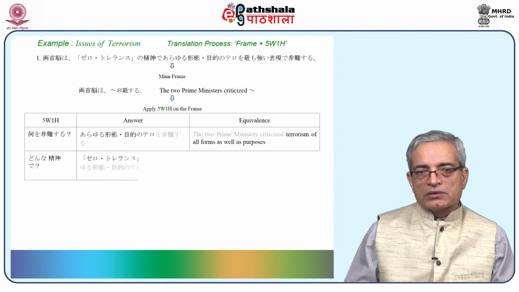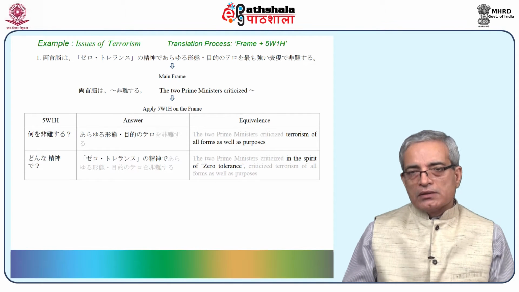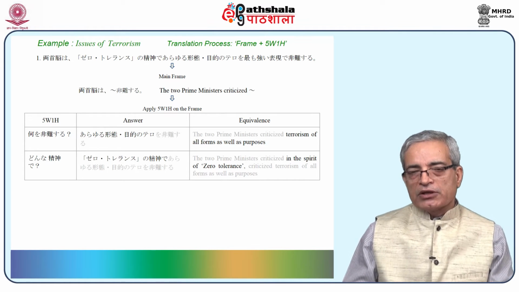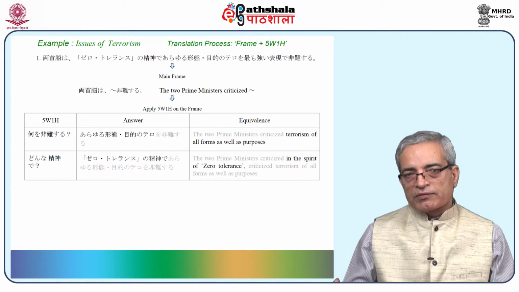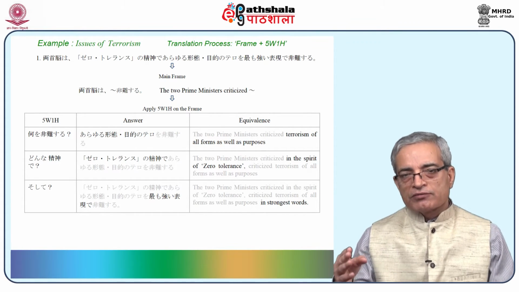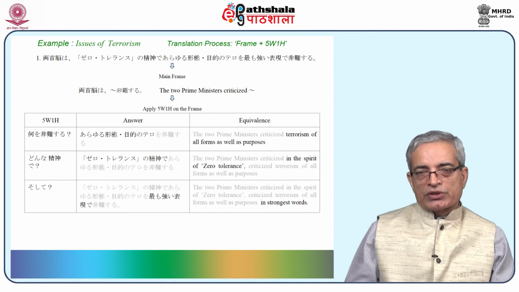Okay. Simple. Donna seishin de? Zero tolerance no seishin de. Yes, you can see donna seishin de, the seishin is coming from the answer itself, that is, from the sentence. Soshite mottomo tsuyoi hyogen de. Okay, this mottomo tsuyoi hyogen de, because it was seishin de, hyogen de, so the question was soshite.